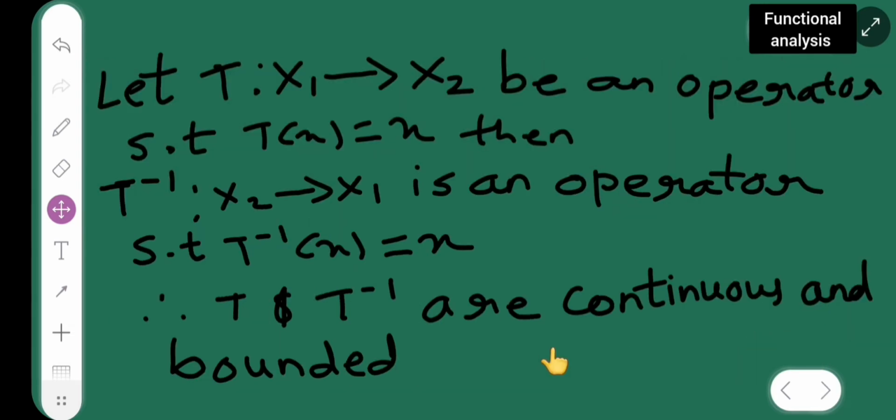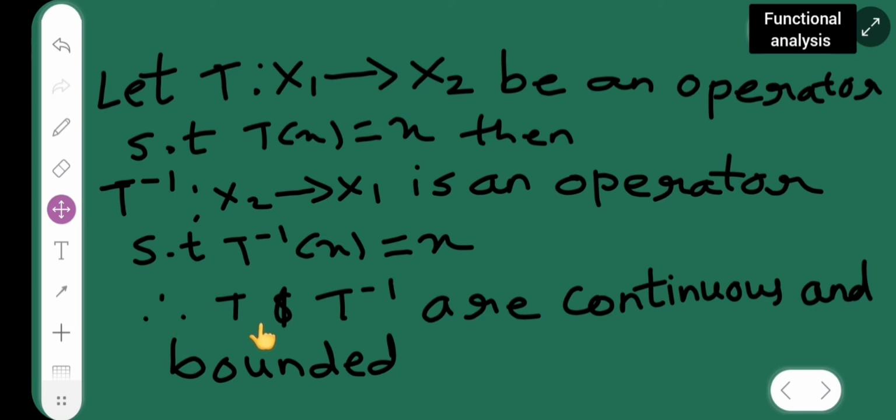And please understand how I am explaining, how to go about it. Let T from X1 to X2 be an operator such that T of x is equal to x, then T inverse goes from X2 to X1. It is just the other way around. Here is an operator such that T inverse of x is equal to x. If you put this T here, what will it become? T inverse of x, which is nothing but x. So learn it this way.